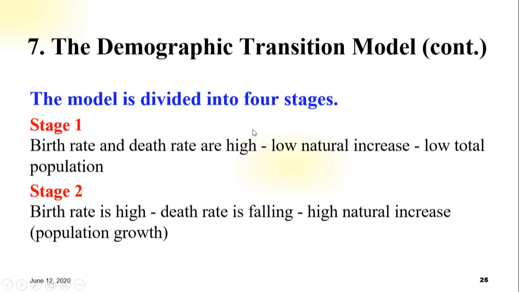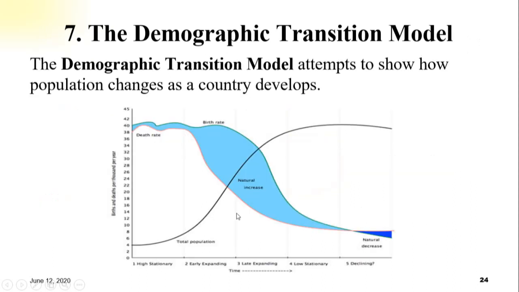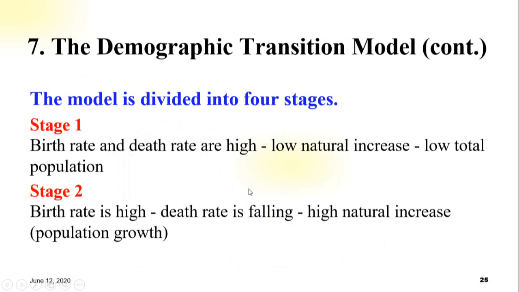Stage 2: birth rate is high, death rate is falling. Natural increase is high. You can look back at the graphic one by one and you can understand it. In stage 2 again, birth rate is high and death rate is falling, so natural increase is high, or population growth.